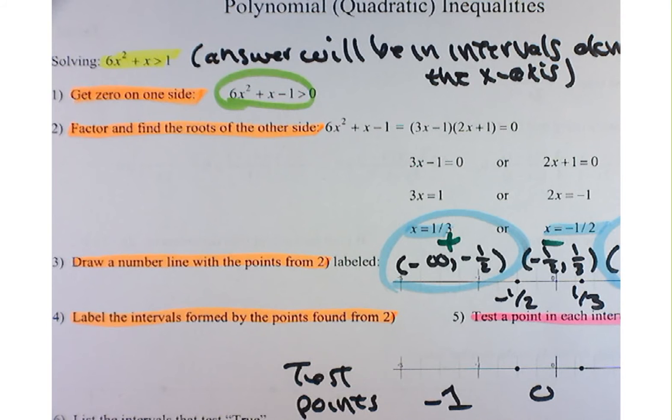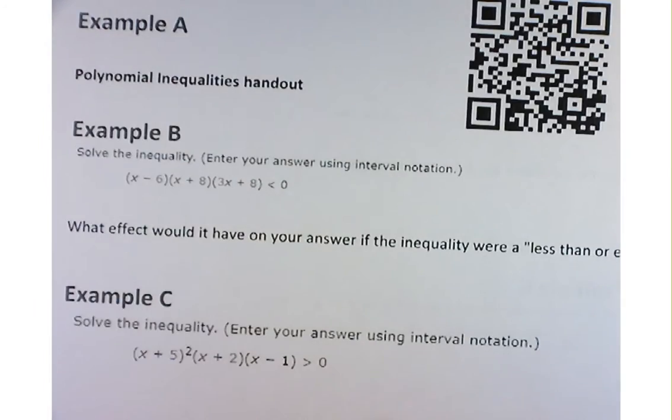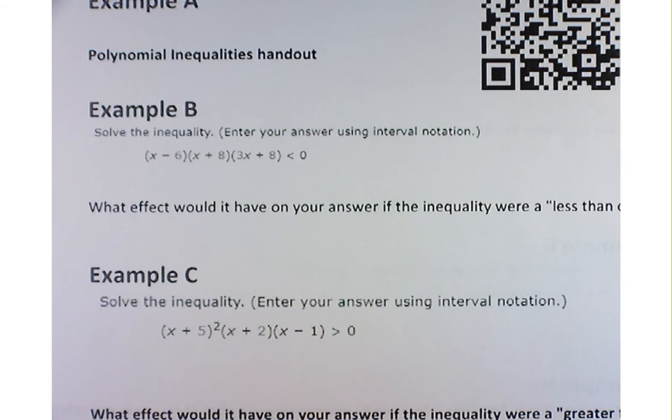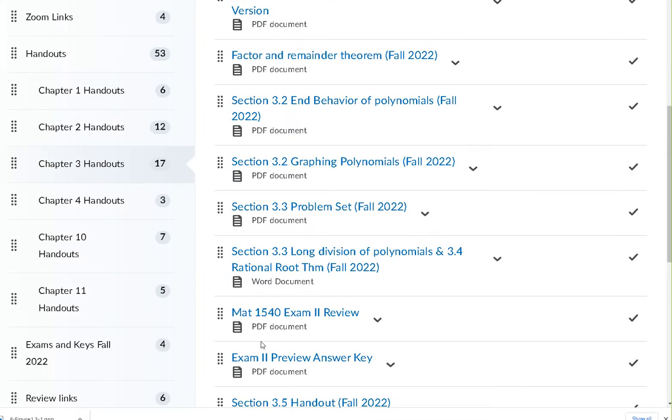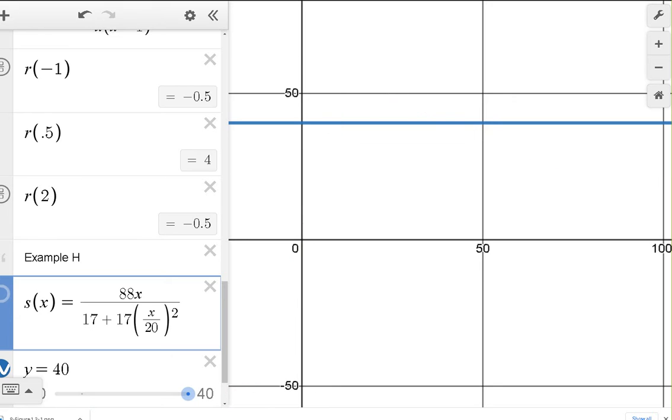All right. Let's try some more here. So let's move on down to example B. And I think I've got a Desmos link that goes along with this. So let's just open that up. Inequalities, I can shut these down and go back up to here.